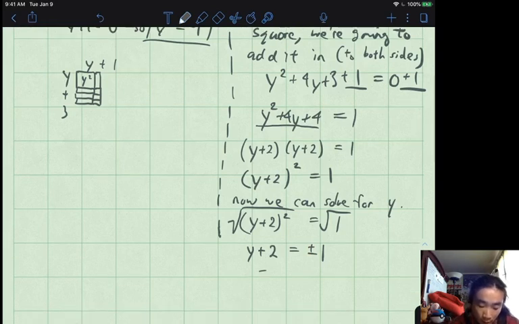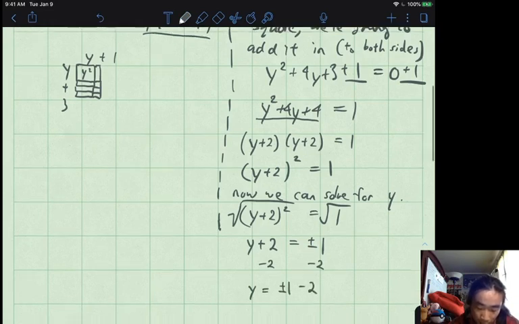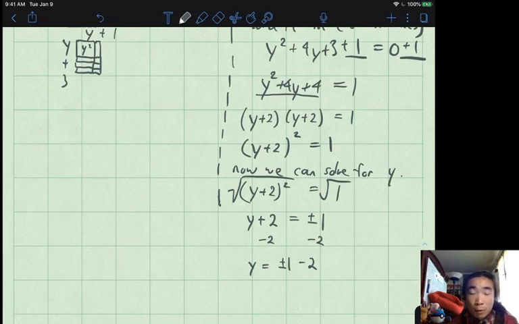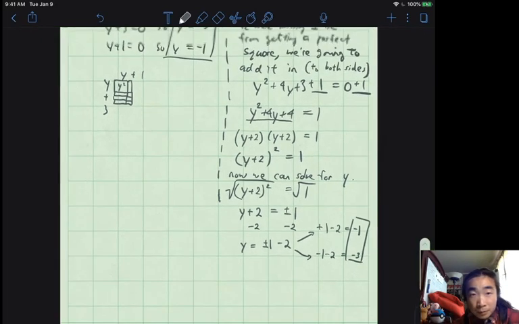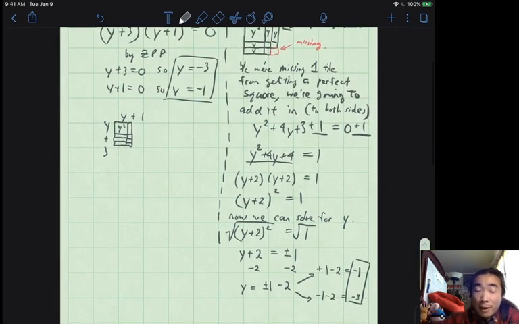And then we subtract 2, y equals plus or minus 1 minus 2. And you'll see from my work from last week that this is where it leads you to those two answers. Positive 1 minus 2, negative 1 minus 2. Positive 1 minus 2 is negative 1. Negative 1 minus 2 is negative 3. Those look familiar? Hey, it's exactly as we got up there.